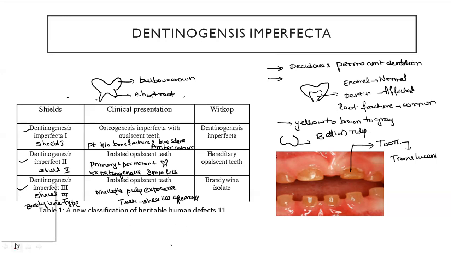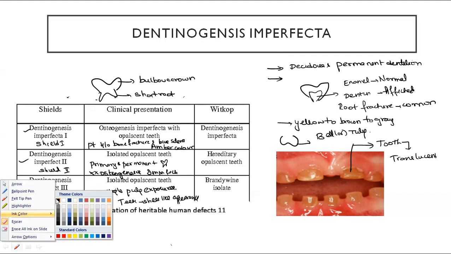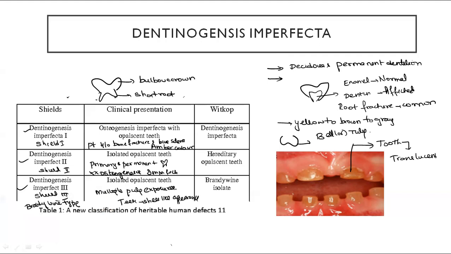So we have studied Dentinogenesis Imperfecta. It occurs in primary and permanent dentition. Enamel is normal, dentin is fragile, so root fractures are common. Tooth is translucent or opalescent in appearance, yellow to brown to gray. The shape is bell or tulip shaped. There is excessive constriction at the CEJ.